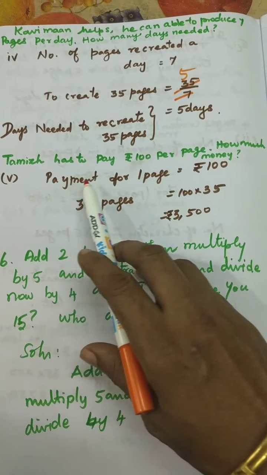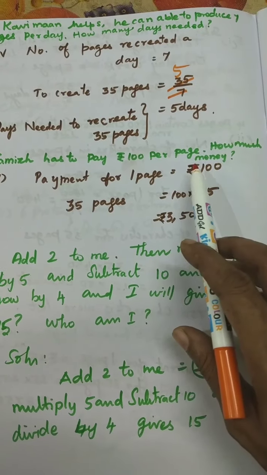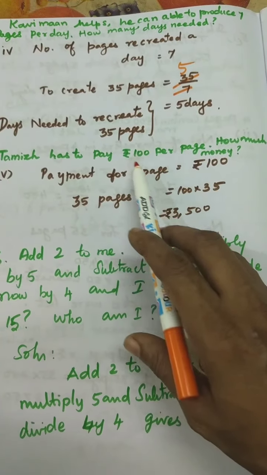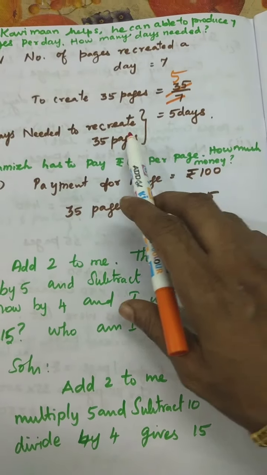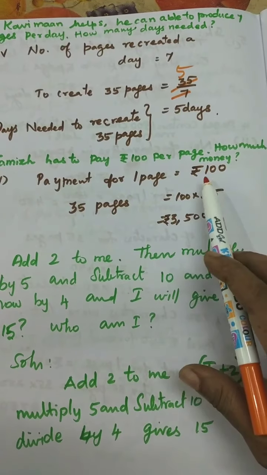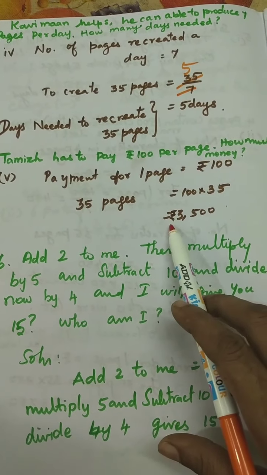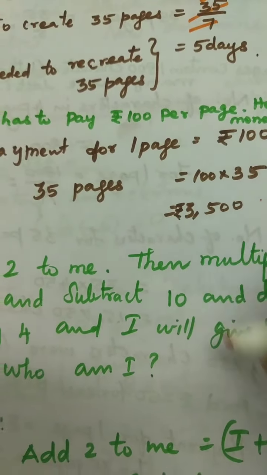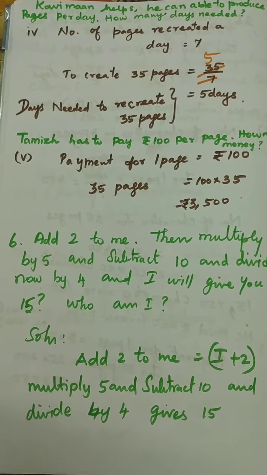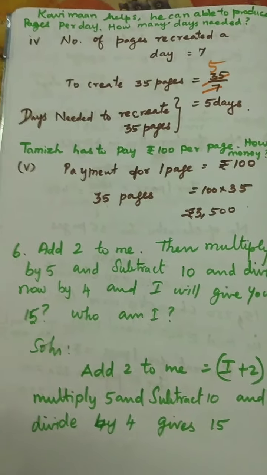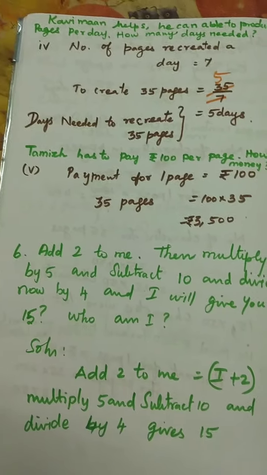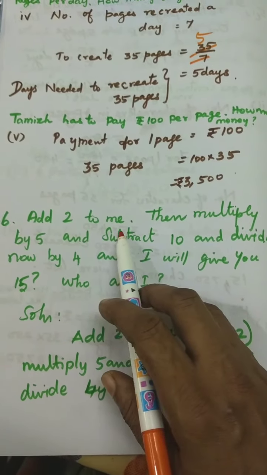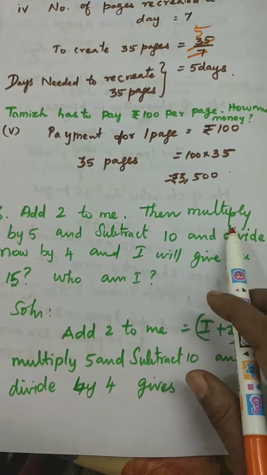Okay, next question. Tamil has to pay rupees 100 per page. How much money? So he has to give 100 rupees per page. How many pages is he going to write? 35 pages. So 100 into 35 is equal to 3,500 rupees. That is 3,500 rupees he has to pay to recreate the 35 pages. Okay, that's all. Let us see the 6th problem. Add 2 to me. Then multiply by 5.